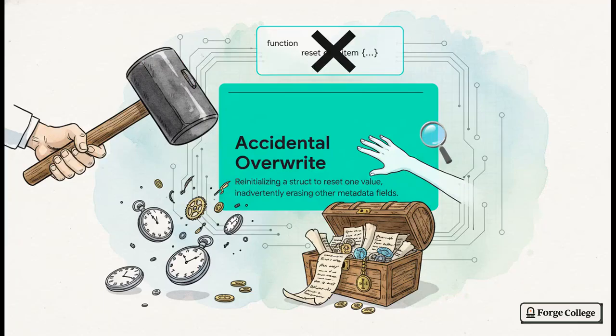Now, let's see how this builds into an even more destructive error. The accidental overwrite happens when you basically use a sledgehammer to fix a watch. Let's say we have a reset item function, and all we want to do is drop an item's quantity back down to 0. Easy, right? Well, a really common mistake is to create a completely new blank struct with a 0 quantity, and then assign that entirely new struct back into the mapping. The problem? You just zeroed out everything else. You unintentionally erased perfectly good metadata, like the item's name, its historical ID, the whole shebang. You wiped the entire folder clean just to change one single number.